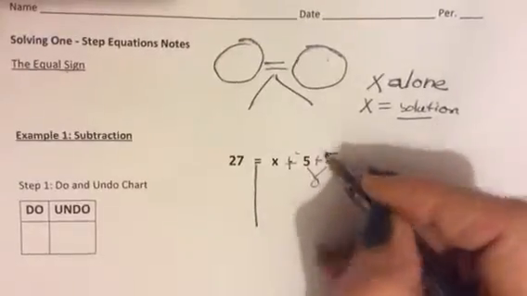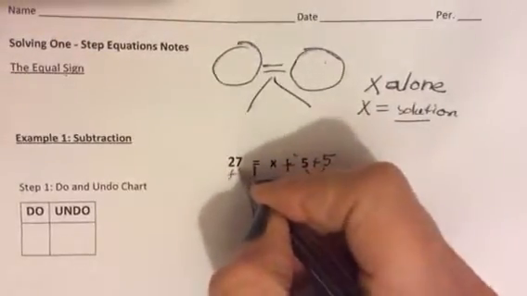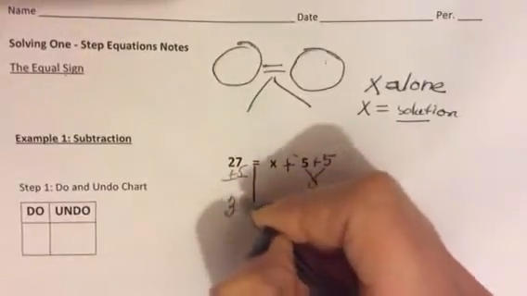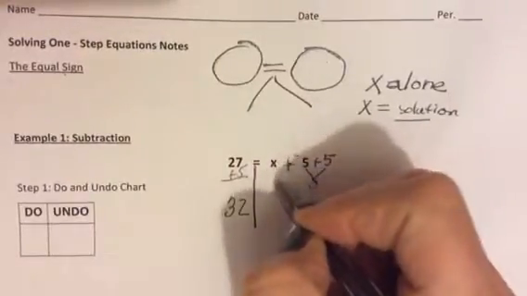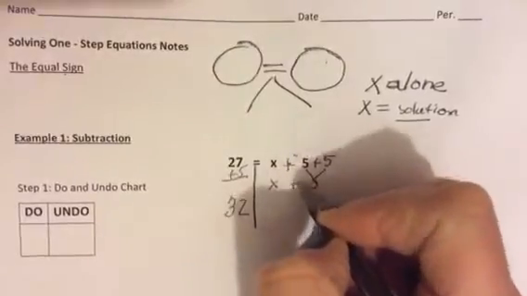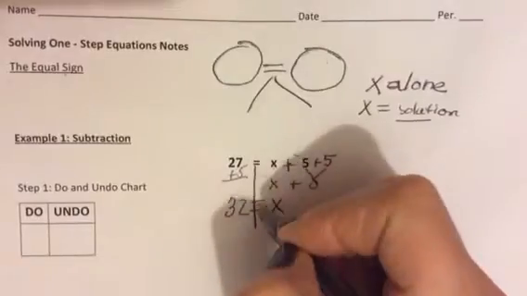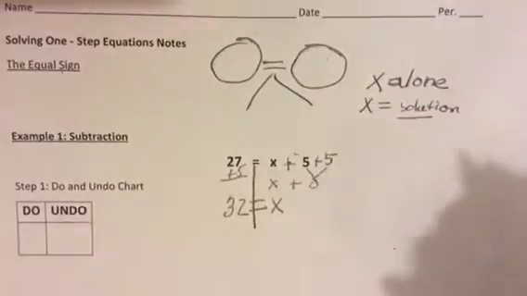But if I'm going to add 5 over here, I have to add 5 over here. And 27 plus 5 is 32. And over here, I've got now just x plus 0, which is x alone. And so, bring down my equal sign, x is equal to 32.